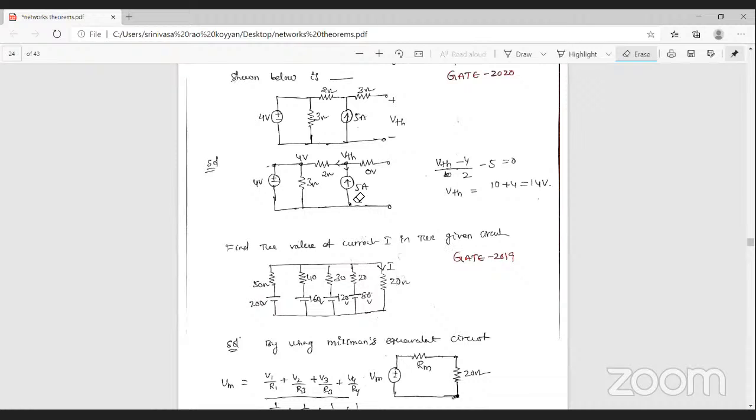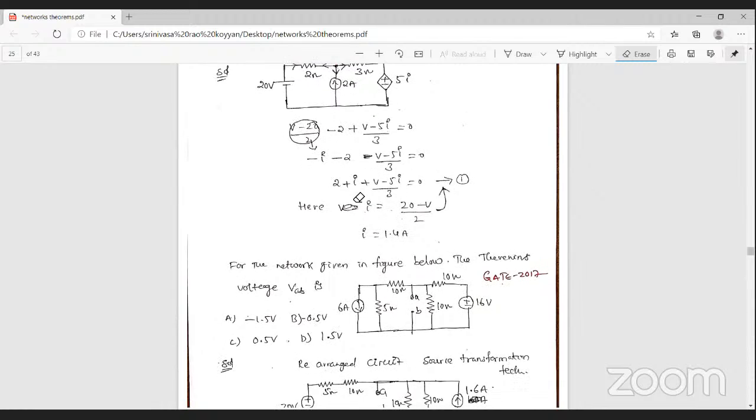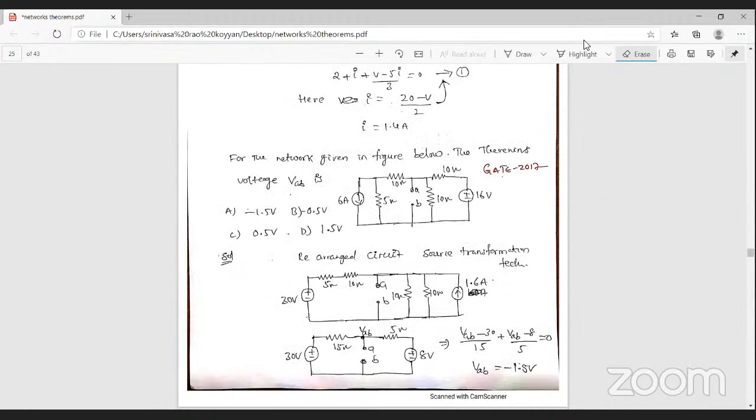Next one, these are the Millman's theorem. I will explain the Millman's theorem last one. So this is another problem for Thevenin's network. Here only independent sources, that is case one problem. So find out the Thevenin's voltage across these two terminals, that is AB terminals. This is the GATE 2017 problem. To find out the Thevenin's voltage across AB terminals.